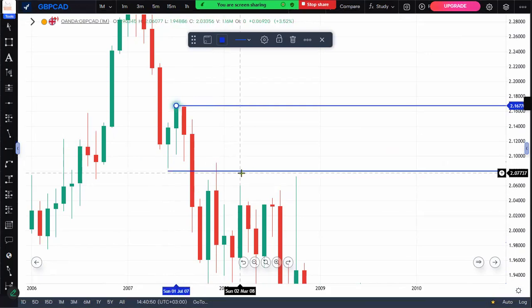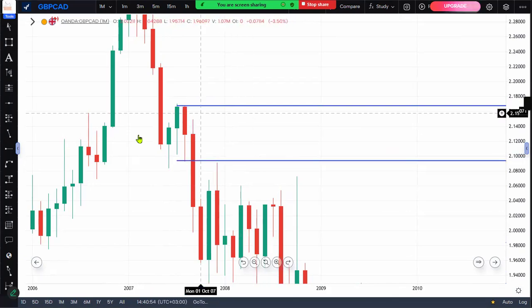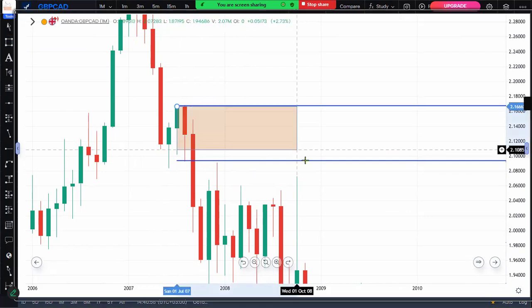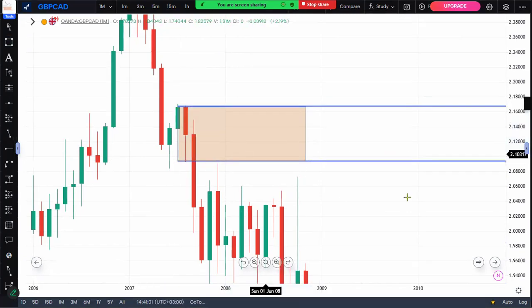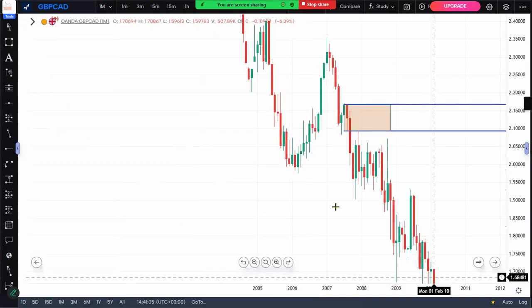So what do we do? You can decide to refine it and go with the zone that has not been tapped here. And again, this can be our POI, that if the price comes back into this zone, I'm interested to sell from it. So let's see what happened.